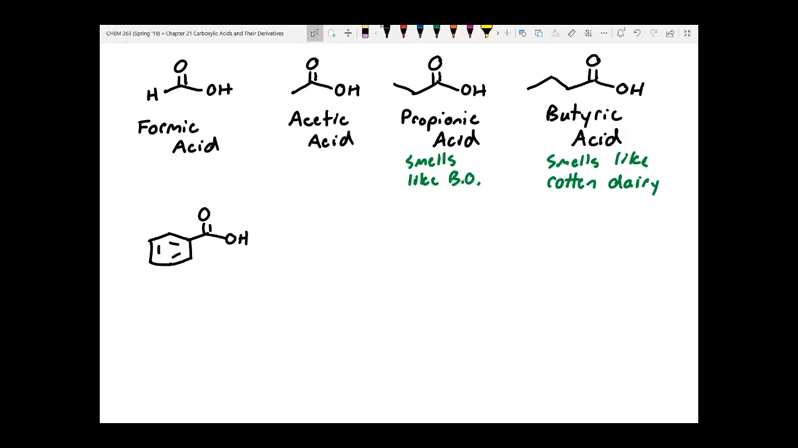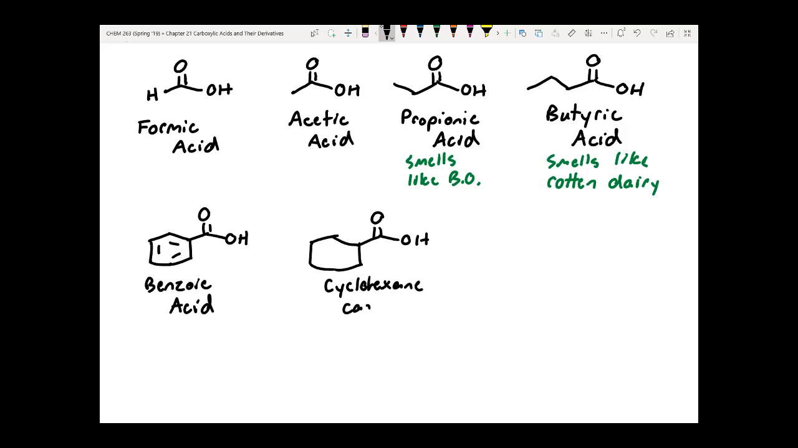All right, what's this one called? Benzoic acid. We've seen that. So that's another non-IUPAC one. And then there's one kind of oddball one. They just call this cyclohexane carboxylic acid. Kind of like they gave up, didn't know how to name it, and they're like, well, it's kind of both, so let's just call it cyclohexane carboxylic acid.